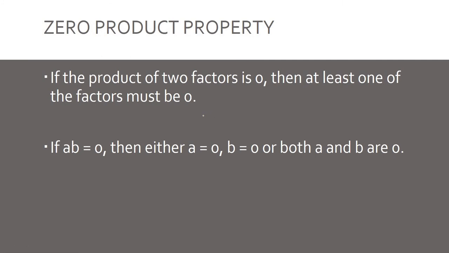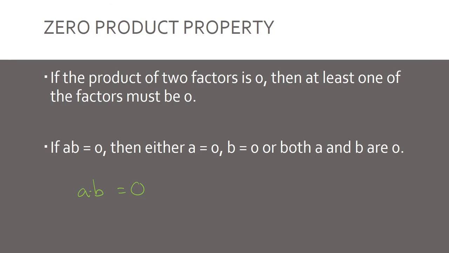And this is an important property, and it's kind of a common sense thing. If the product of two factors is 0, then at least one of the factors must be 0. In other words, if a times b is 0, then either a equals 0, b equals 0, or both a and b are 0. Can you think of any two numbers that you could multiply together to get 0 where one of those doesn't have to be 0?